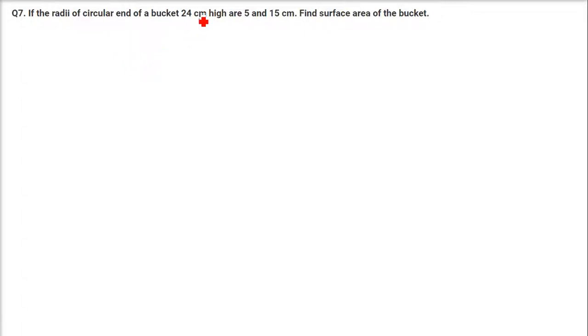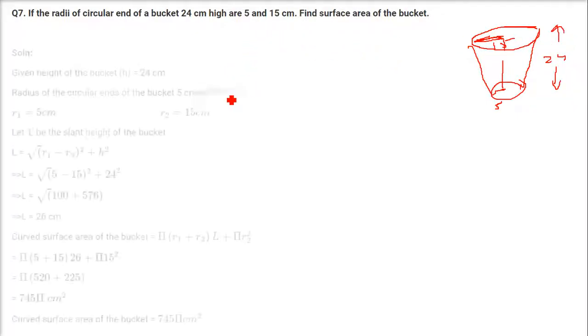If the radii of the circular ends of a bucket 24 centimeter high are this much and this much, it's a bucket, so it will be something like this. Now the radius here, from here to here it is 15, from here to here it is 5, and the bucket is 24 centimeter high, 24 is the height. Find the surface area of the bucket.